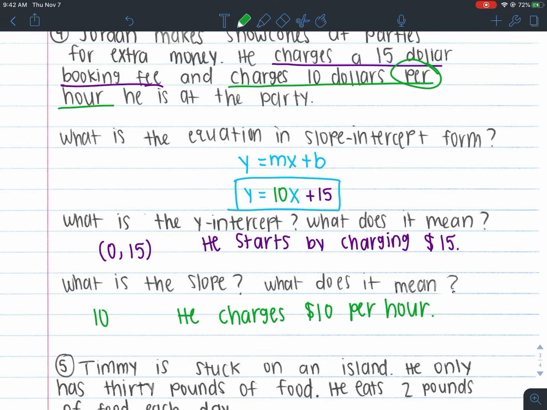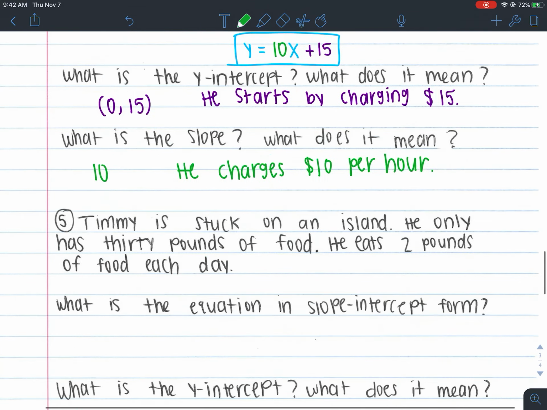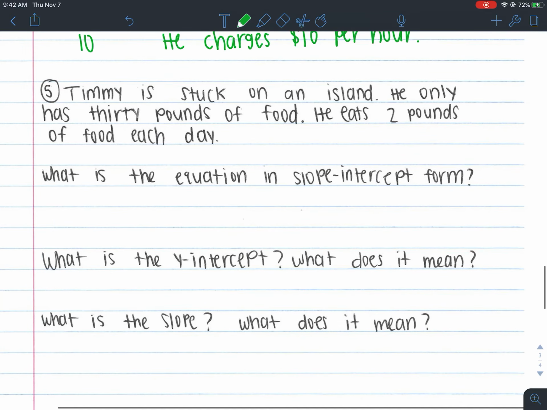Again, the per or the each, or whatever it says for per and each, it should tip you off that, hey, this might be the slope. All right, moving on to number 5.